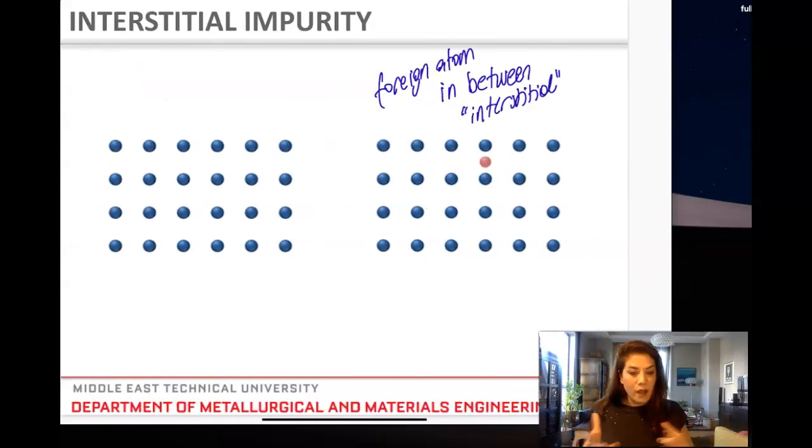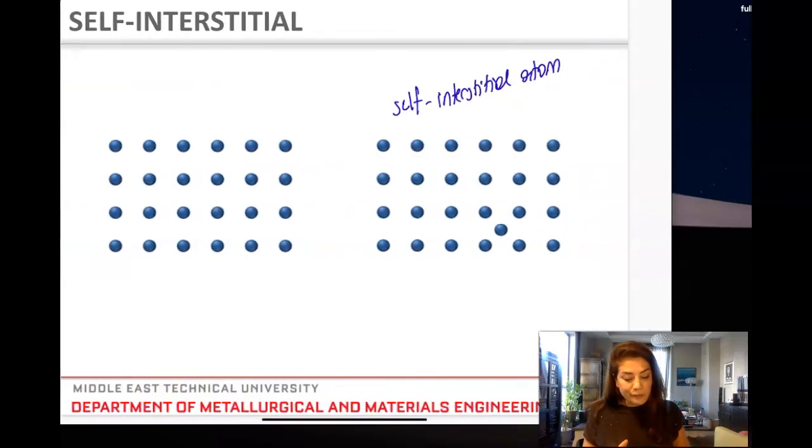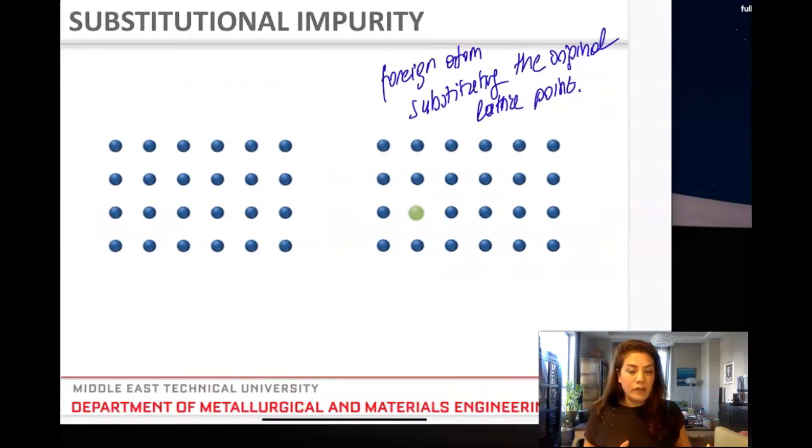For example, iron, carbon, and steel. Carbon goes to the interstitial sites and places itself. You alloy the iron matrix with carbon. Then you create this beautiful steel structure we're going to see in detail in phase diagrams. For example, this foreign atom here substituting the original atom can also be part of alloying. That all has to do with relative atomic radii. We're going to see the rules of it.